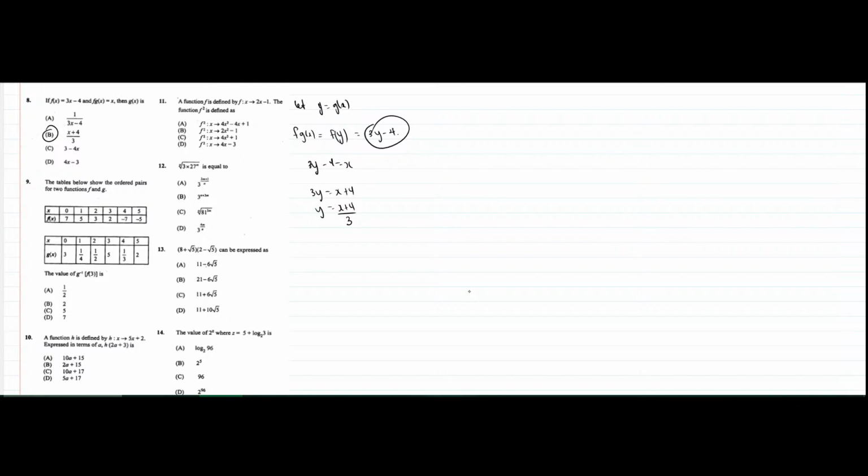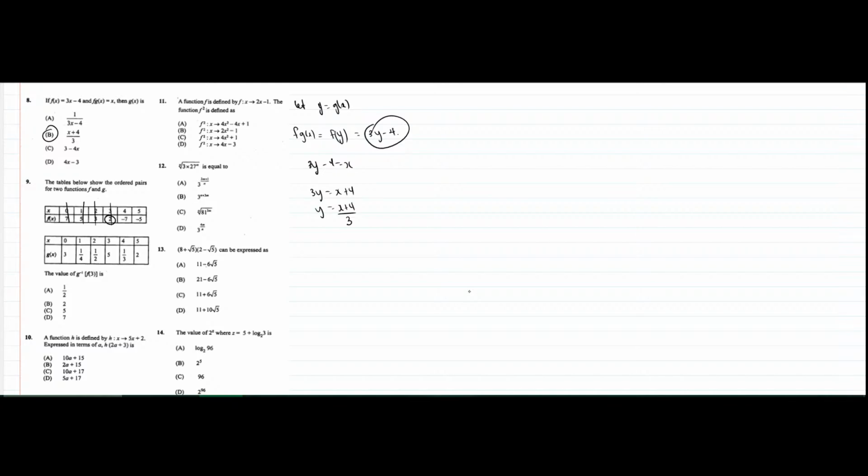The tables below show the ordered pairs for two functions f and g. The value of g inverse f of 3 is, alright, so I want to figure out what f of 3 is first. So f of 0 is 7, f of 1 is 5, f of 2 is 3, f of 3 is 2. So I want to calculate g inverse of 2.